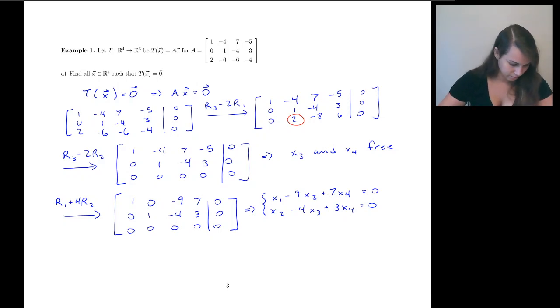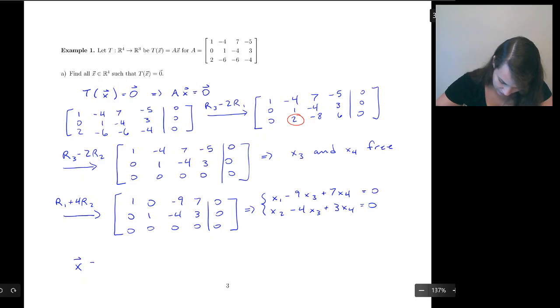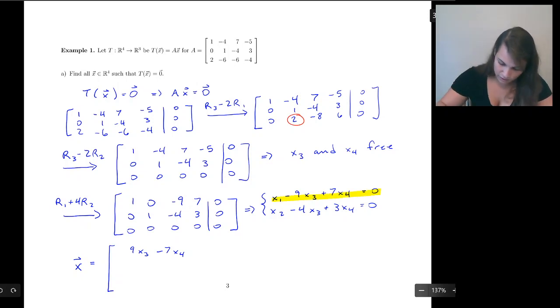And then that means we've got the x vector is equal to, we've got negative 9x3 plus 7x4, x2, oh, not negative, not negative. You have to flip. Sorry, because in this equation here, you have to move the x3 and the x4 to the other side.